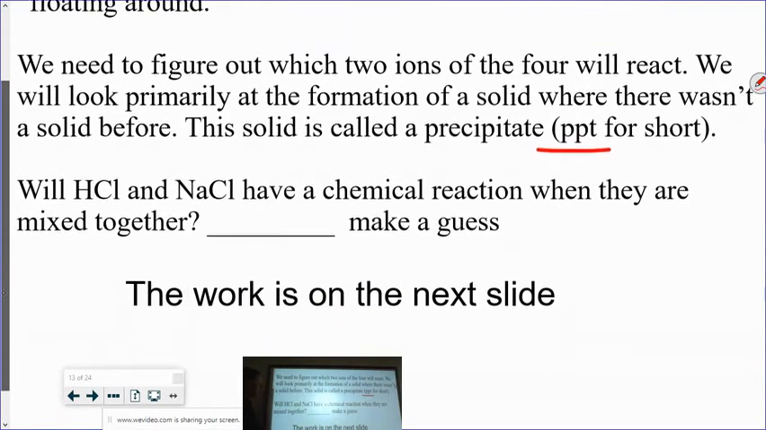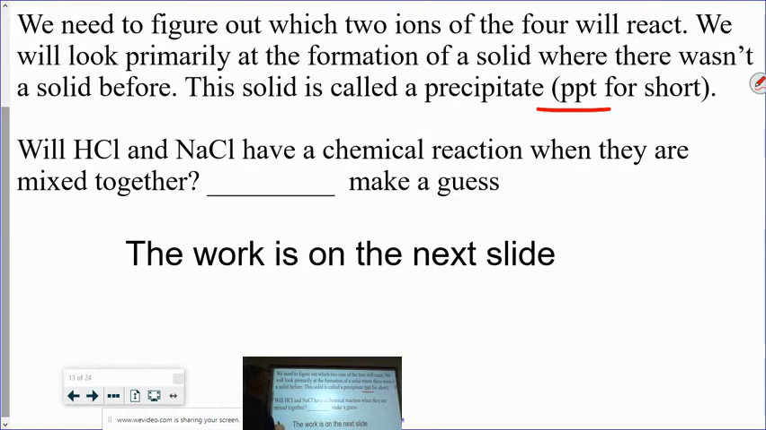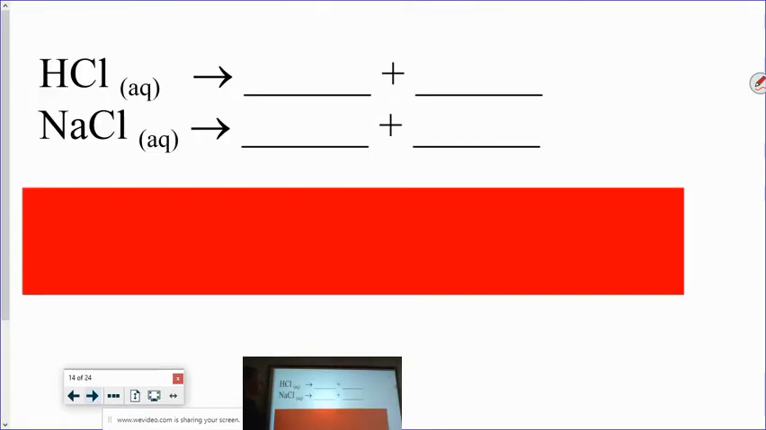The question is, will hydrochloric acid and sodium chloride have a chemical reaction when they are mixed together? So make a guess right there. Will they have a chemical reaction when they're put together, or will they do nothing? What is your guess? So now we're actually going to figure this out.